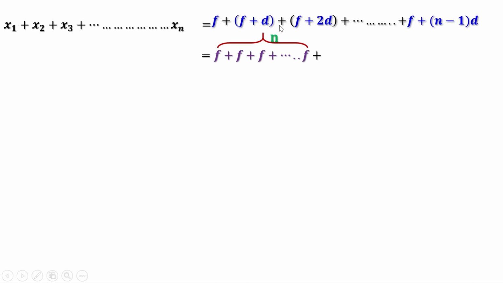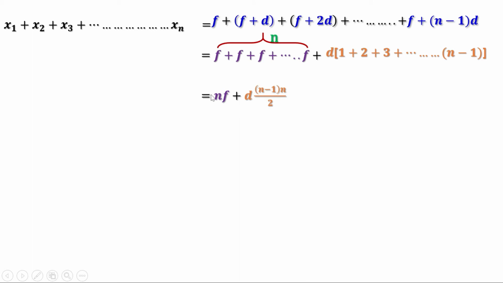Now what remains? d plus 2d plus 3d plus up to n minus 1 into d. So d is common. Taking d outside, we can write 1 plus, this is 1d, 2 plus, this is 2d, next 3d, we can write 3, then lastly n minus 1. Now when you add f n times, we get n into f or nf. Now d is taken outside. This is sum of n minus 1 natural numbers. Sum of n minus 1 natural numbers is n minus 1 into next number, that is n, by 2.